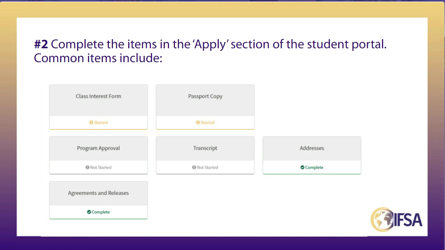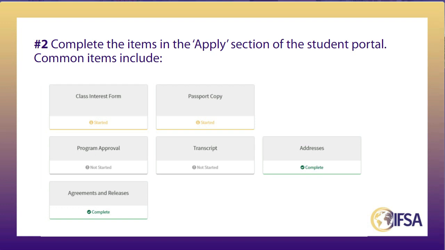Here you'll see all of the items that we'll need in order to submit your application to your host university or program. So these are some common items that you'll likely find there. One is a class interest form where you record some of the classes that you hope to take when you go abroad. We'll need a copy of your passport, and then also program approval from your home institution study abroad office, a copy of your official transcript, addresses, and then a couple signatures on the agreements and releases form.